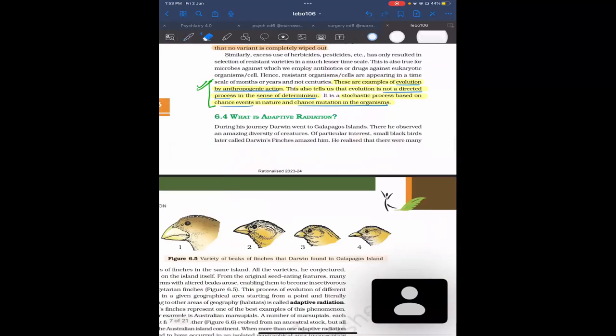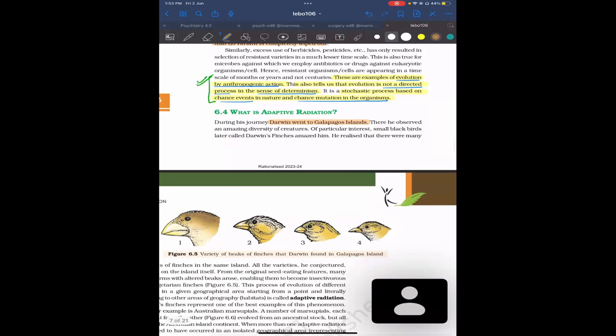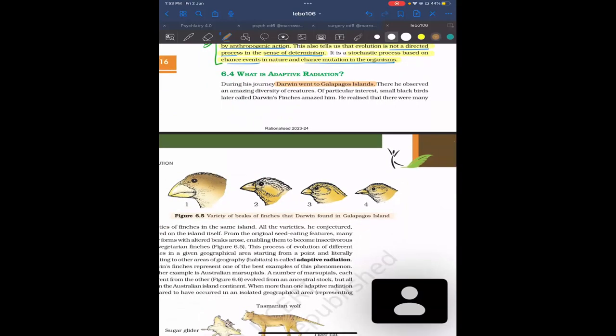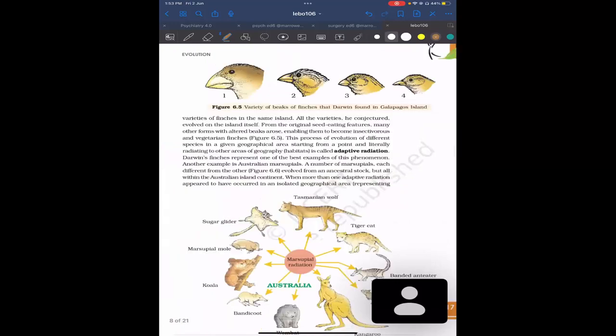Now we come to adaptive radiation. Adaptive radiation के लिए the most famous example is Darwin's finches. So who gave the adaptive radiation? It was by Darwin. So Charles Darwin था. He went to Galapagos Island. वहाँ पे उसने he made an amazing discovery of creatures on his particular interest, these were called Darwin's finches. Now there were a variety of finches.